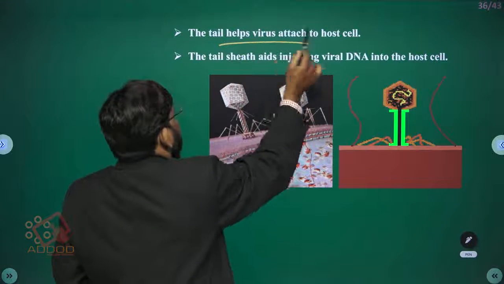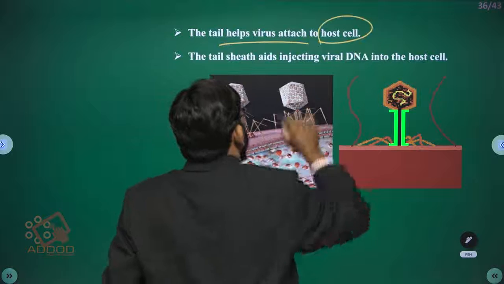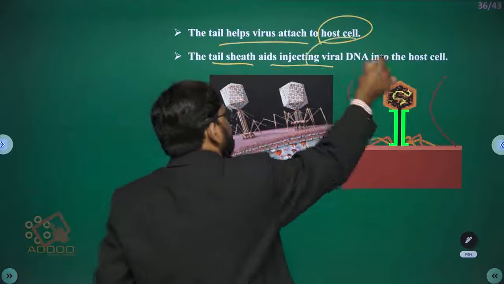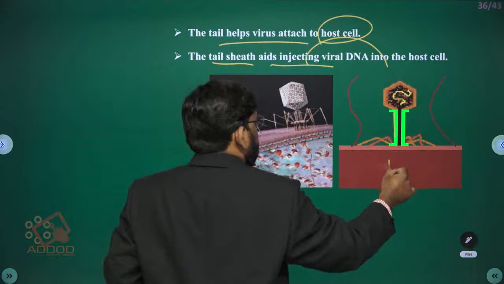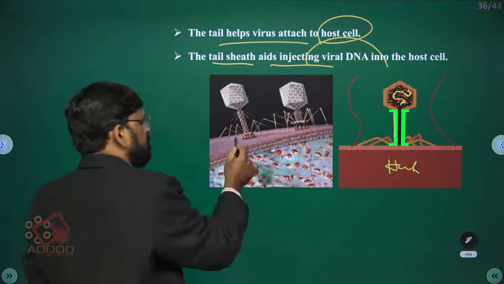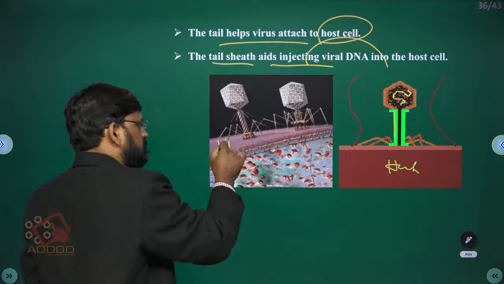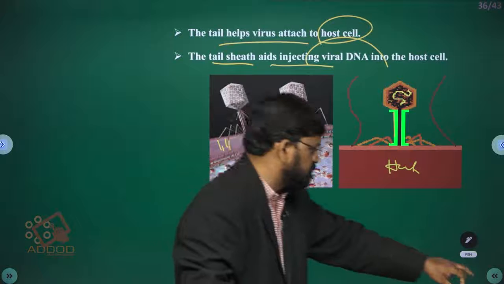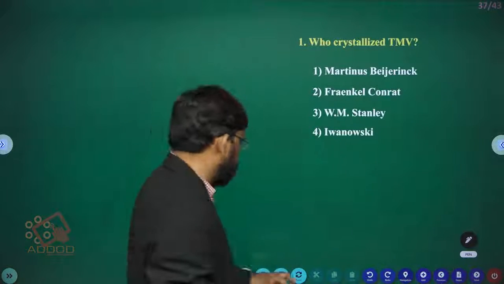So the tail helps the virus get attached to the host cell. The tail sheath helps in injecting the viral genetic material into the host. The spikes make holes in the host. The fibers give the virus a firm attachment to the host.